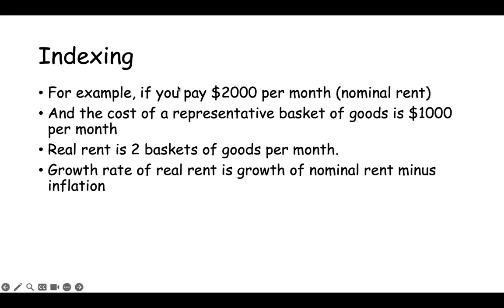So once again, if you pay $2,000 per month, and the cost of a representative basket of goods is $1,000, then your real rent, what you're paying, is the equivalent of 2 representative baskets of goods. And then the growth rate of your real rent, which is 2 baskets of goods per month, will be determined by how much you're paying in dollars, the growth rate of this, minus the inflation rate, the growth rate in the cost of the basket of goods. It's the same idea. So the growth rate in the real rent is the nominal growth net of inflation.